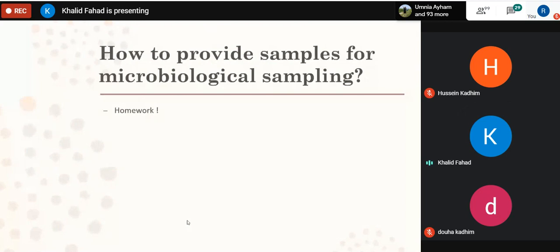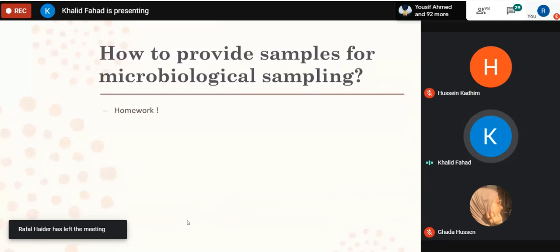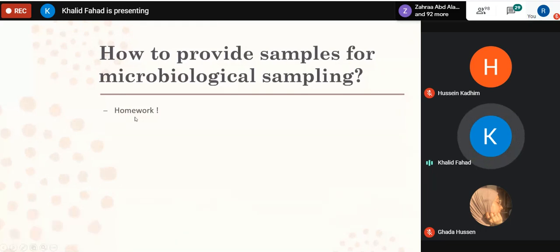And as you see in the slide, you have a homework: how to provide samples for microbiological sampling. So, for example, how to do a proper blood culture or urine culture. You should be able to provide me with the homework for this question, how to provide samples for microbiological sampling.